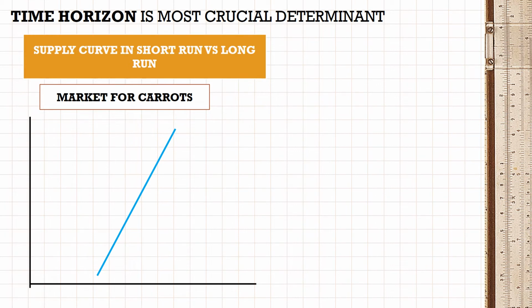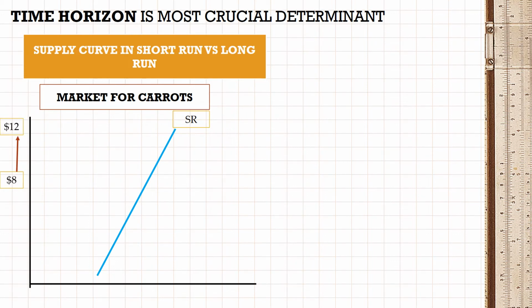So this is the major difference between short run and long run scenario. We're analyzing the market of carrots. Carrots are regarded as an agricultural commodity. First we will see the short run scenario and then the long run. You first draw the short run supply curve.